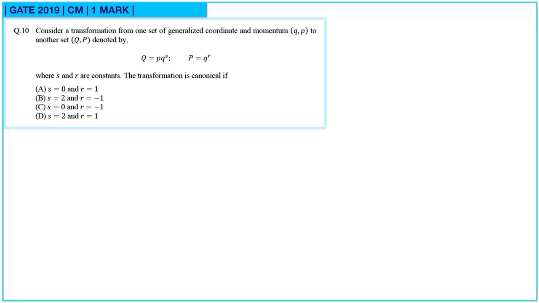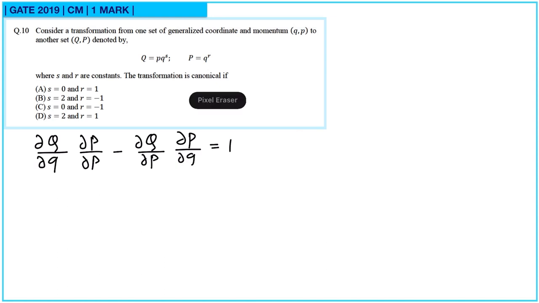Question number 10. Consider a transformation from one set of generalized coordinate and momentum to another set denoted by these equations where S and R are constants. The transformation is canonical if. Now Q and P is given. For canonical transformation, ∂Q/∂q times ∂P/∂p minus ∂Q/∂p times ∂P/∂q should be equal to 1. That's the condition. So let's calculate it.